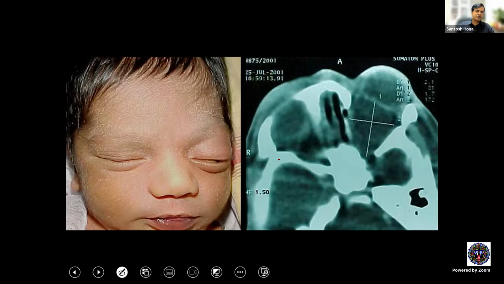This was a child who was brought on the day of birth with a large orbital mass. So teratoma can have a cystic component. As you see here, it is majorly cystic. But just because it is cystic, you can't go into a false sense of security that it is benign. Teratoma can be malignant as well.